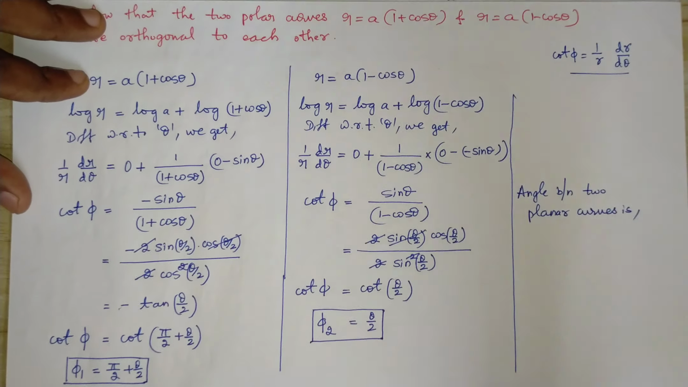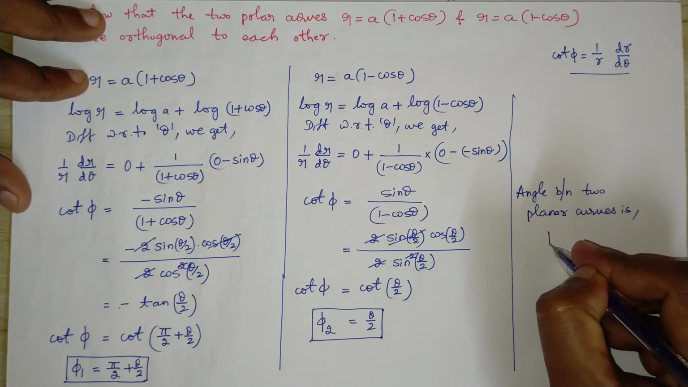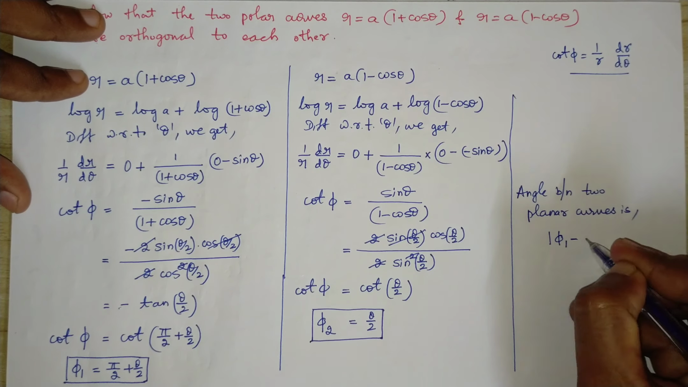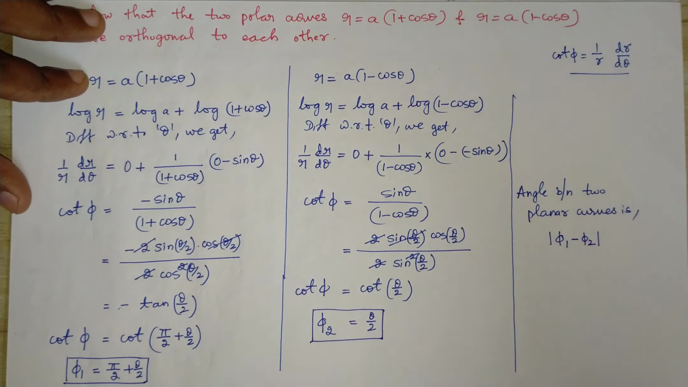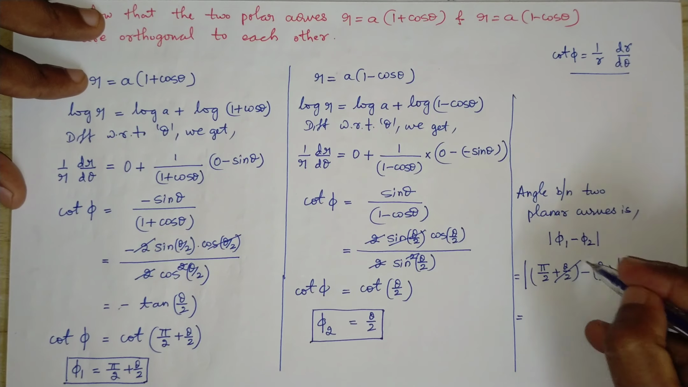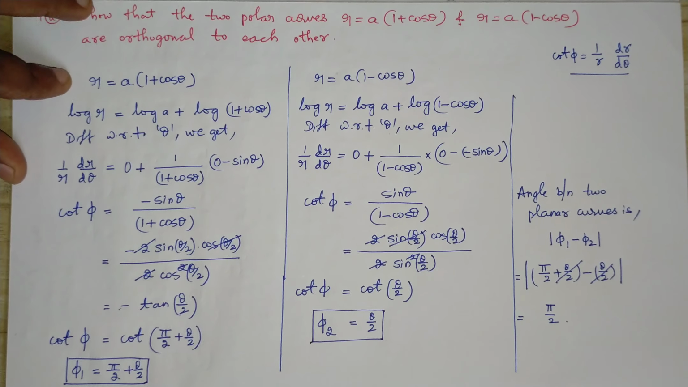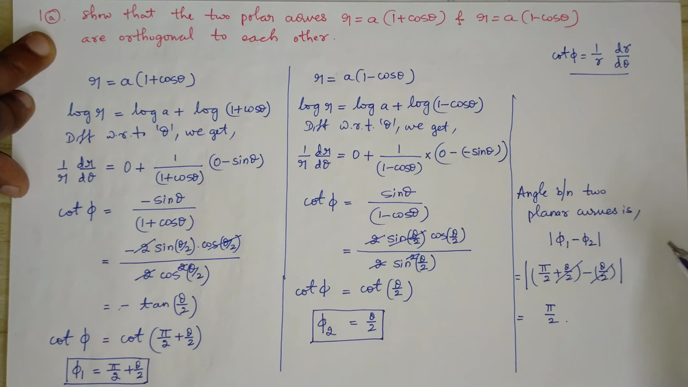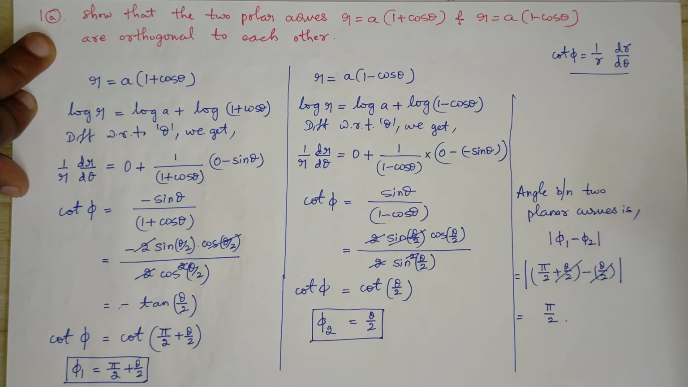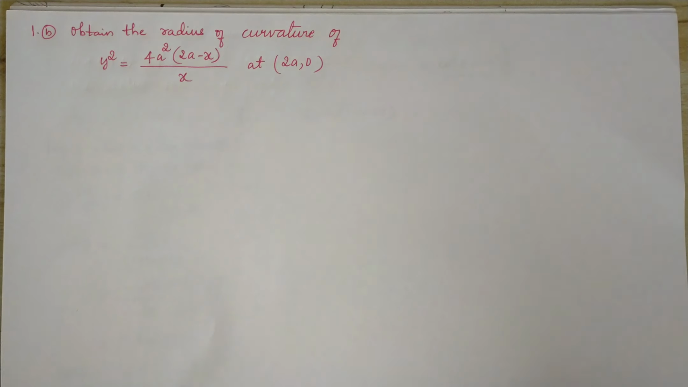Now the angle between the two polar curves is given by the modulus of phi 1 minus phi 2. Let us substitute the values of phi 1 and phi 2. I can cancel theta by 2 here, so that the remaining thing is pi by 2. Therefore, the angle between the two polar curves is pi by 2. Therefore, I can say that these two polar curves are orthogonal to each other. Now let us solve the next question.